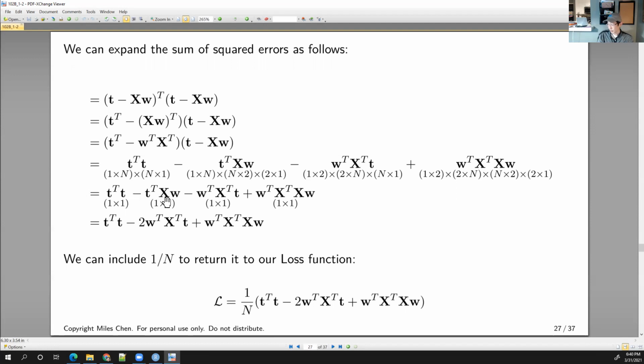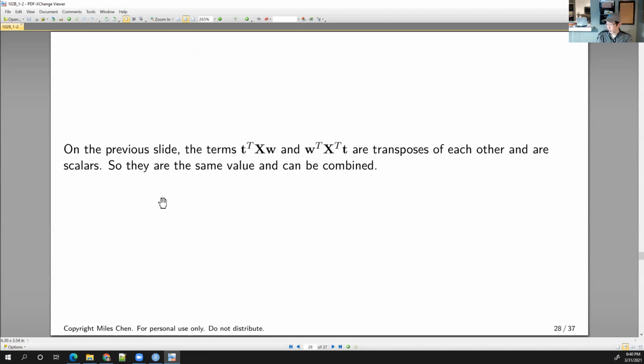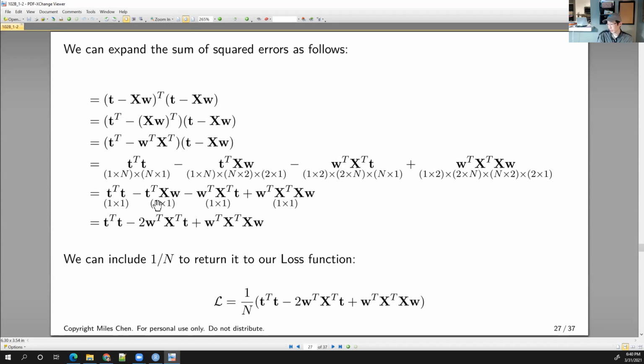And I think I explained this on the next slide, okay? I can combine T transpose XW with W transpose X transpose T, because these are transposes of each other. And so this will become T transpose T minus 2 W transpose X transpose T plus W transpose X transpose XW. Okay, and then if I throw in a 1 over n term, this is a 1 by 1 scalar, right? I'm adding a whole bunch of 1 by 1 scalars together.